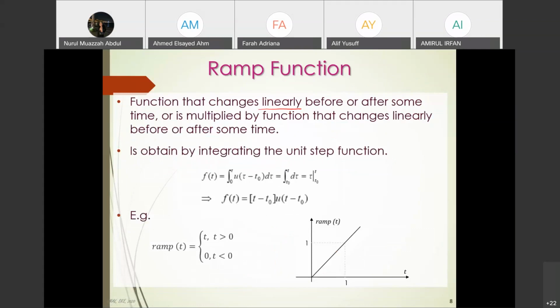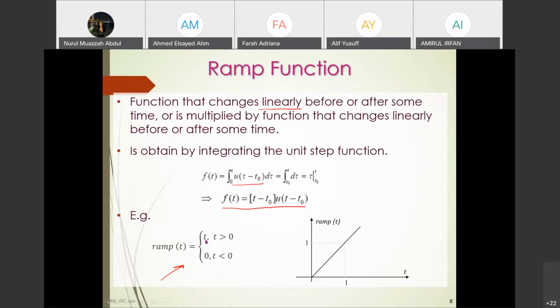It is obtained by integrating the unit step function. This is how you obtain the ramp: you have to integrate the unit step function. When you integrate the unit step function, you will get the ramp function. So the original ramp function form is like this. r(t) is equivalent to t when t is bigger than 0, and equivalent to 0 when t is less than 0.